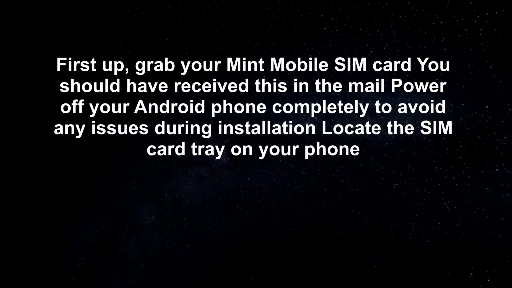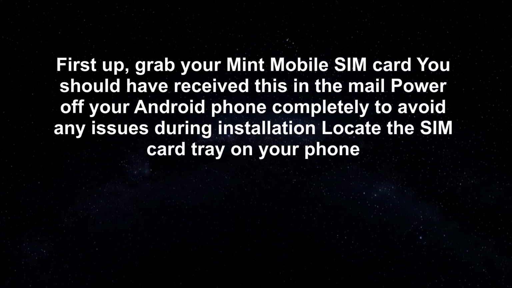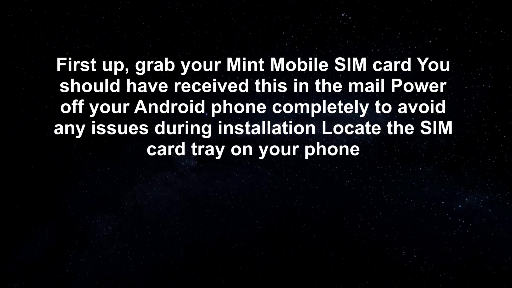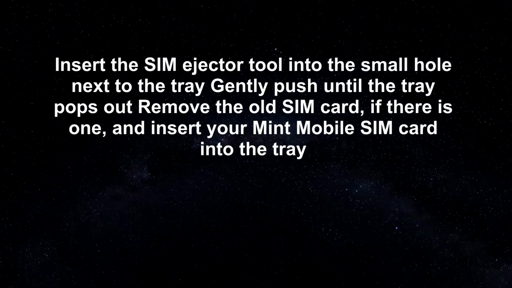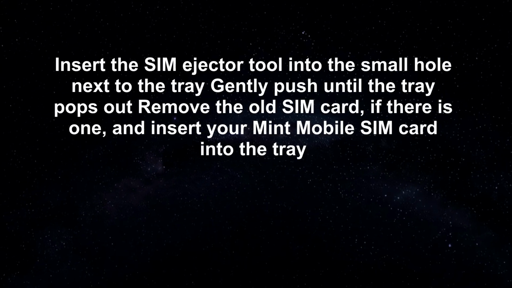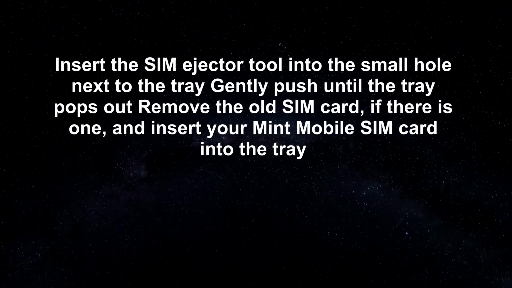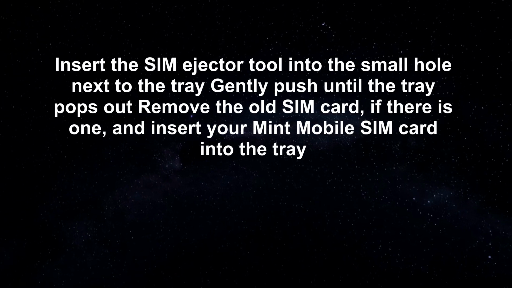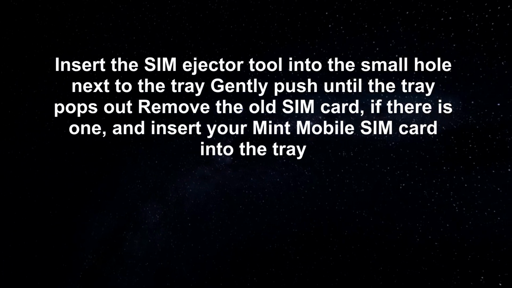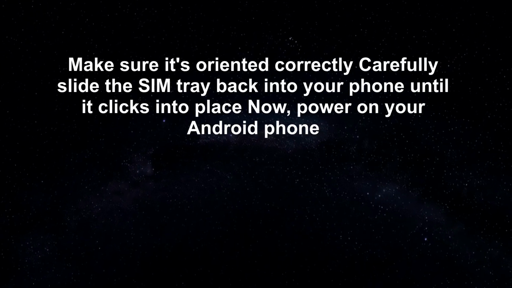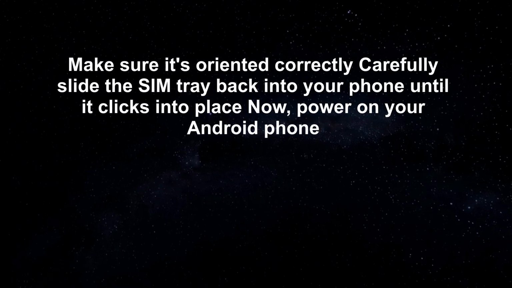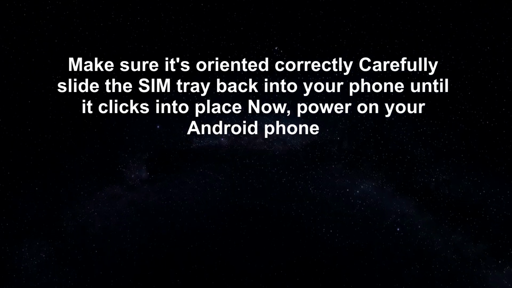Power off your Android phone completely to avoid any issues during installation. Locate the SIM card tray on your phone. Insert the SIM ejector tool into the small hole next to the tray. Gently push until the tray pops out. Remove the old SIM card, if there is one, and insert your Mint Mobile SIM card into the tray. Make sure it's oriented correctly. Carefully slide the SIM tray back into your phone until it clicks into place.